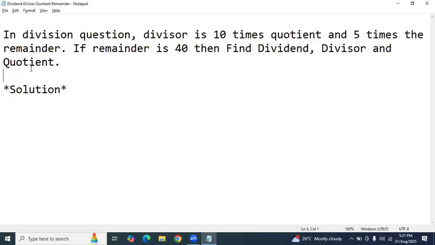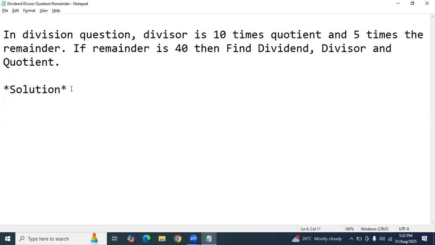Today we are going to solve a problem on division. So let's read the problem. In a division question, the divisor is 10 times the quotient and 5 times the remainder. If the remainder is 40, then find the dividend, divisor and quotient.